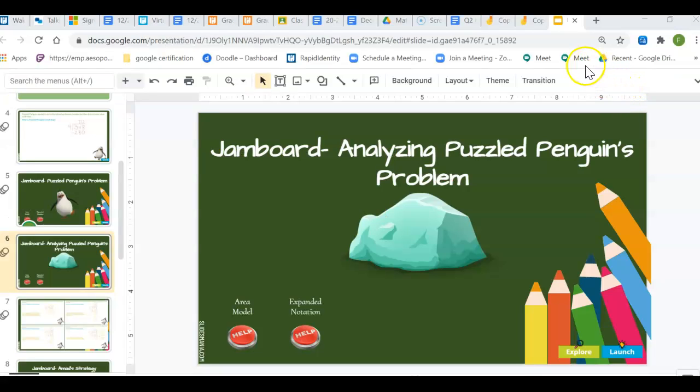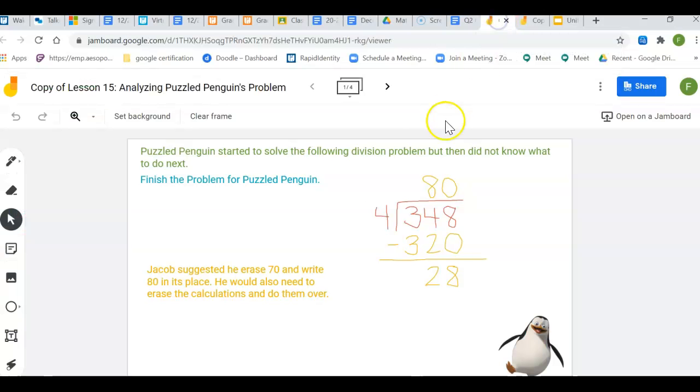All right, so you've had an opportunity to try to finish out or think about the puzzled penguin's problem and how he should finish it. And now I'm going to bring up another Jamboard, guys, that has been assigned to you. These are possible solutions to the actual Jamboard. Jacob is telling the puzzled penguin that he should erase the 70 and write 80 in its place. Okay, so that's what Jacob is telling him.